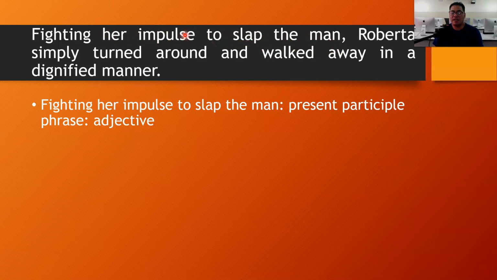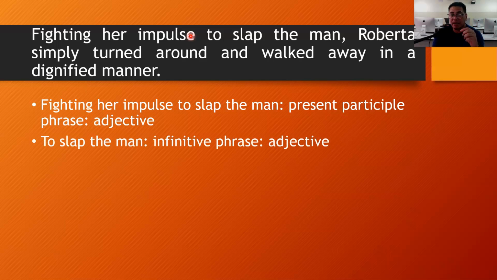I told you, what impulse, right? What impulse was she fighting? She was not fighting any impulse. She was fighting the particular impulse to slap the man. So I can confidently say that to slap the man is an infinitive phrase, a noun, and acting as, excuse me, an adjective. It's an adjective because it's modifying impulse.